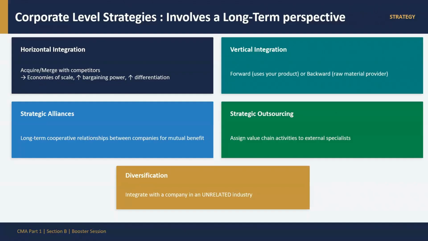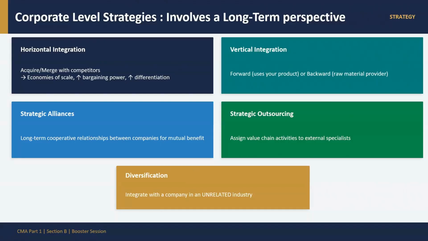Why? Because you know the raw material requirements, you have a good knowledge of raw material requirements, or how many products are required by your customers. Either way, either forward or backward, you know the requirement of either finished goods or raw materials. So you can plan your production schedules properly in your vertical integration. That is your benefit. Then comes strategic alliances.